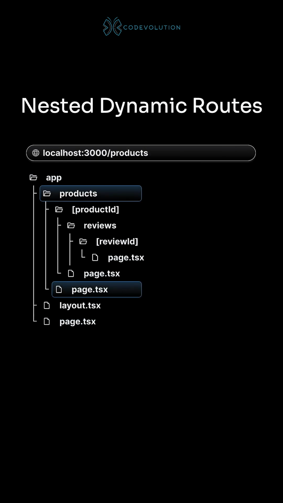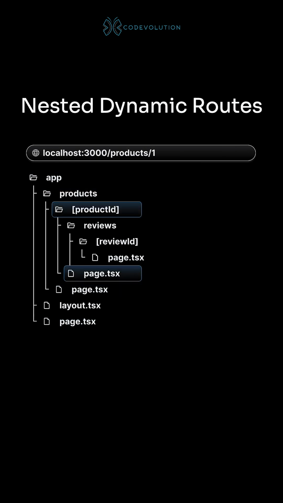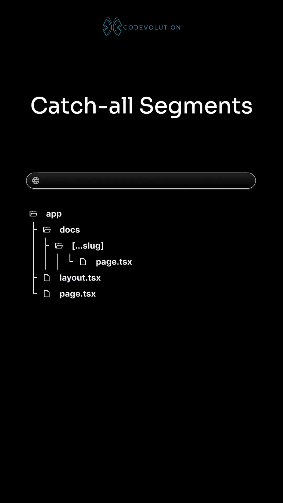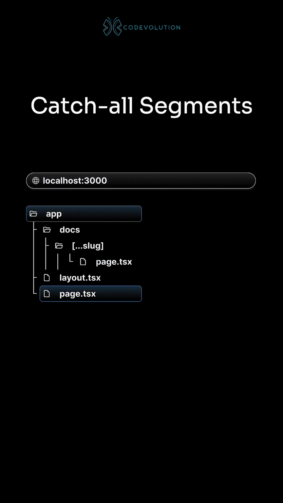Here we have reviews for each product. The URL is /products/1/reviews/1. Finally, you can use square brackets with three dots for the folder name to match any route in the URL.